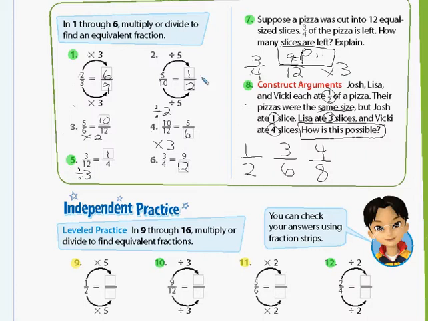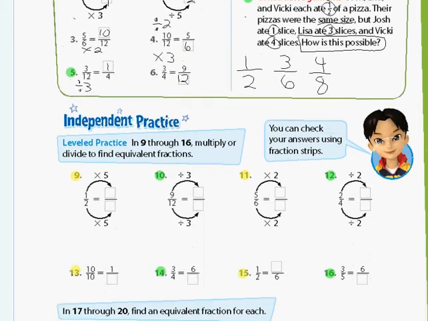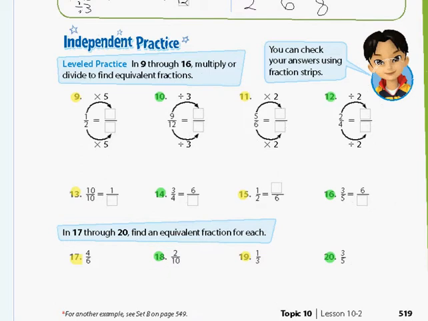Okay. We're going to work together on the even problems, and you're going to go back and do the odd problems on your own. So problem number 10. On problem number 10, we got 9/12, and they're dividing the numerator and denominator by 3. So 9 divided by 3 is 3. Who can tell me what 12 divided by 3 is? Kevin? 4. So 9/12 is equivalent or equal to 3/4.